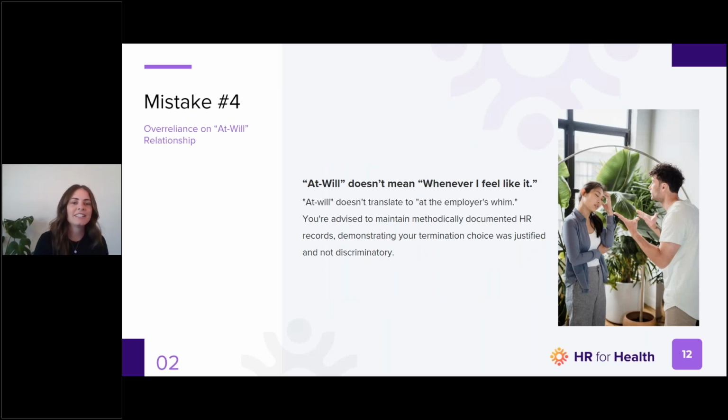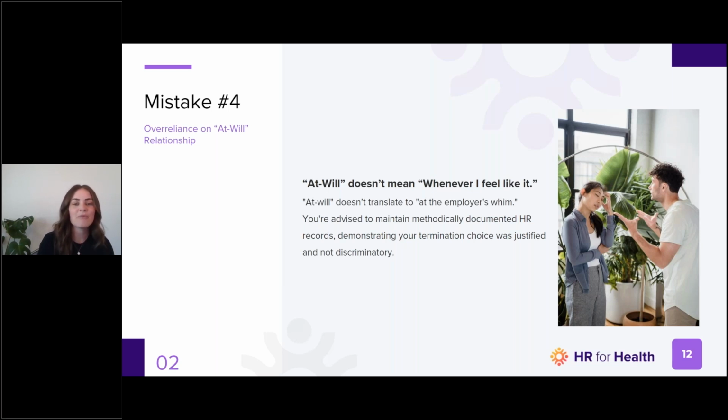Okay, the next one is over-reliance on the at-will relationship. So at-will means it's the employer's ability to dismiss an employee at any point, and it's the employee's right as well to leave the practice at any point. So either party can end employment at any point at their discretion. So the caveat there is that it cannot be for a discriminatory reason or an illegal reason on the employer's part.